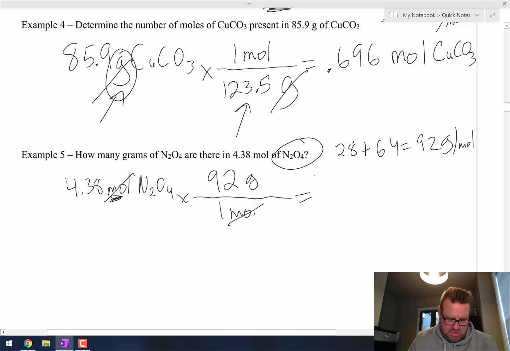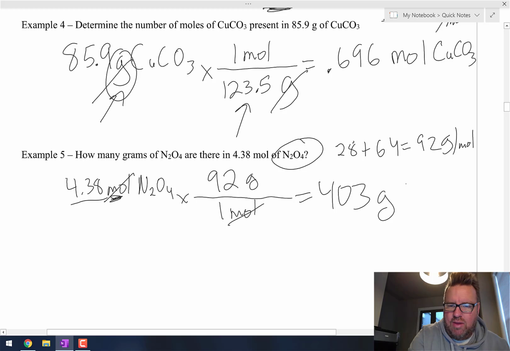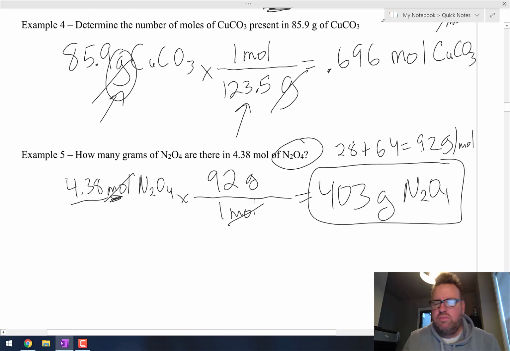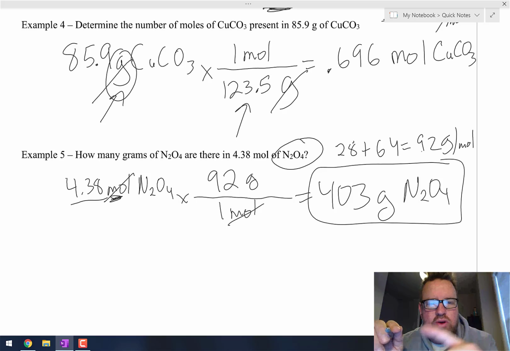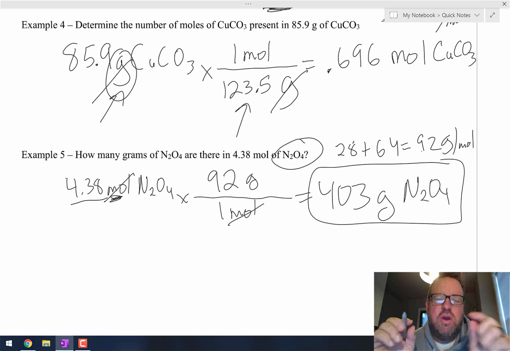Just like here, the grams and the grams cancel, the moles and the moles are going to cancel. So now I'm simply going to take 4.38 and multiply by 92. Again, this has 3 digits, so my answer is going to have 3 digits, 403 grams of N2O4.